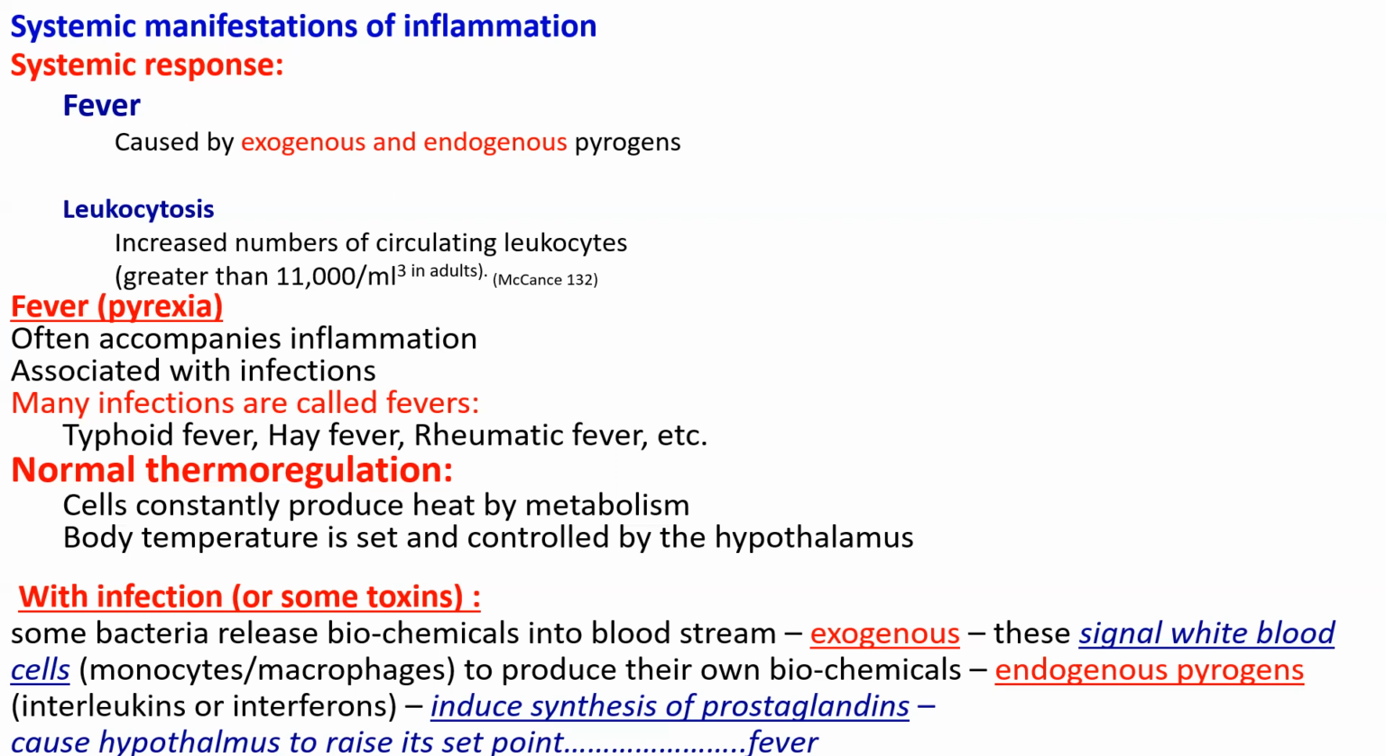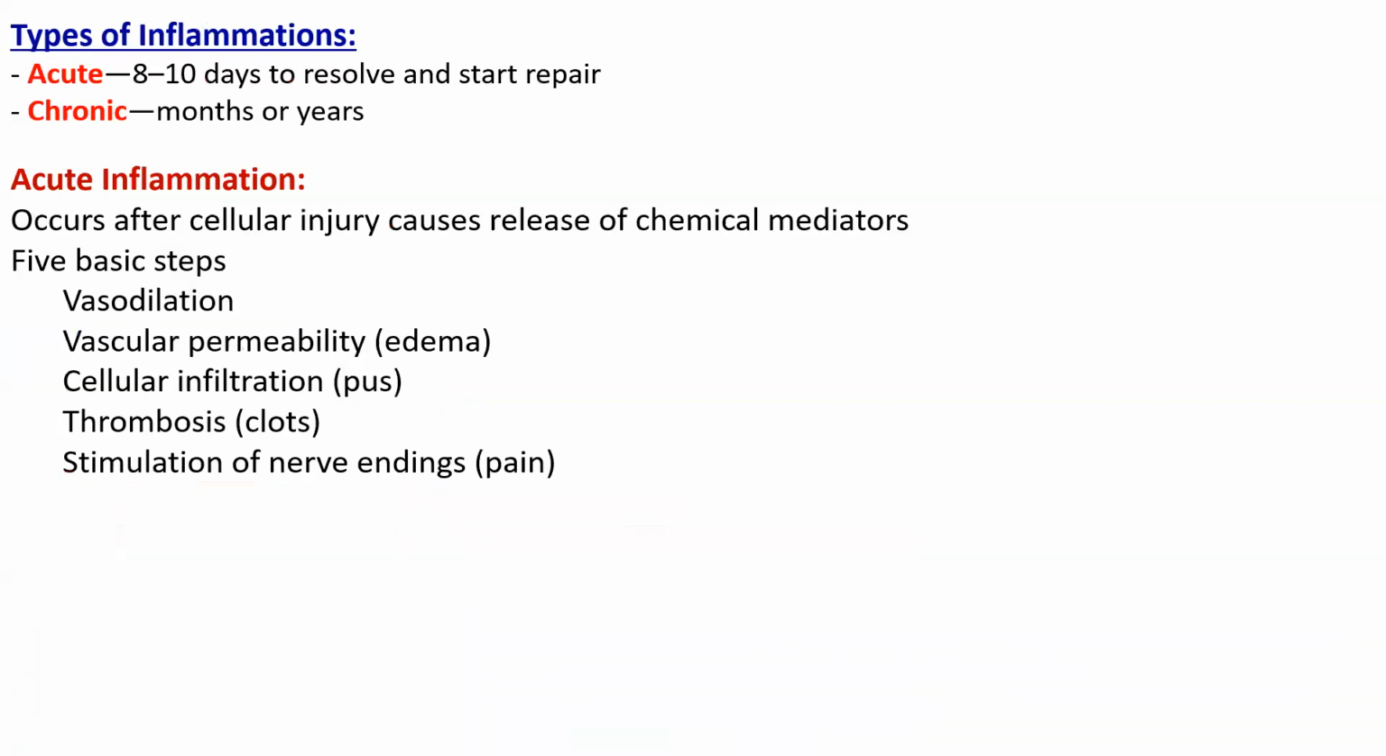So both exogenous, either bacteria and their polysaccharides, or endogenous, white blood cells and the interleukins or interferons, both exogenous and endogenous pyrogens will induce synthesis of prostaglandins. And this prostaglandin is going to change or raise the set point at the hypothalamus, and that will result in a fever spike.